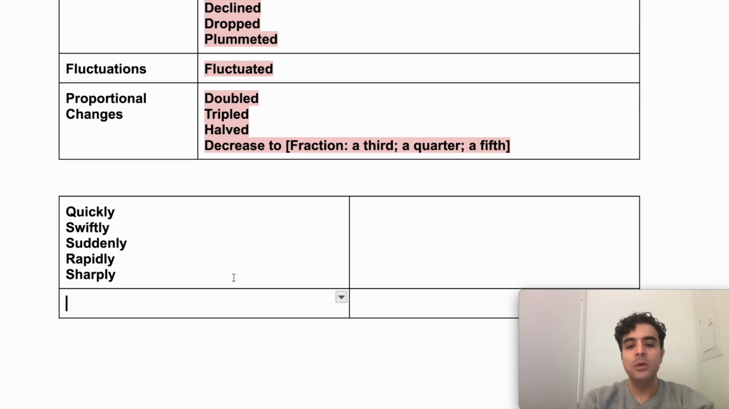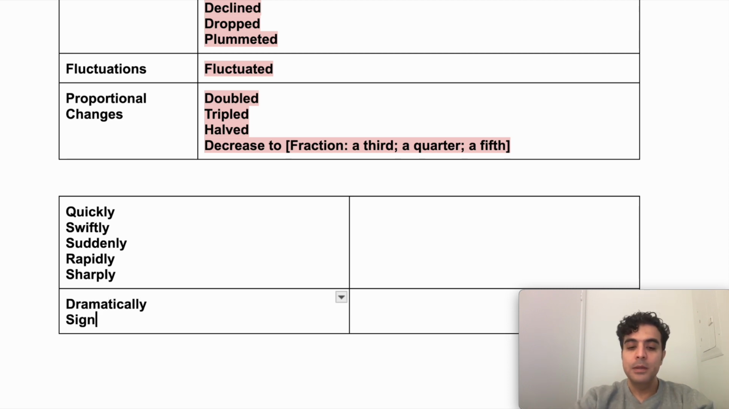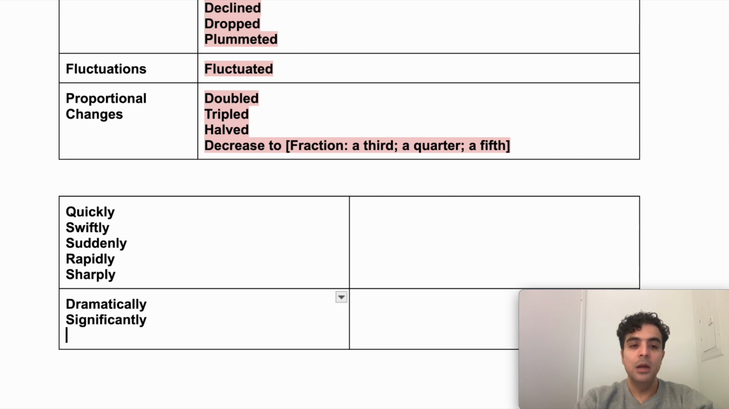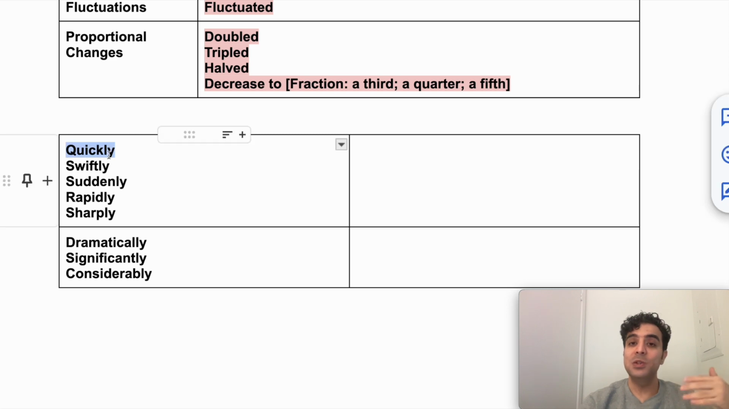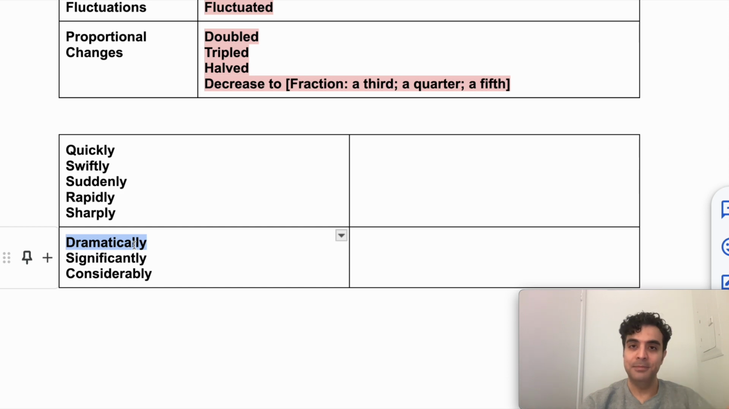How can we do that? What kind of adverbs can we use? Well, you could use adverbs like dramatically, significantly, or considerably. Right? So I hope you now understand the difference between saying something increased quickly versus saying something increased dramatically. All right? In both cases, we have an increase. In one, we're emphasizing the speed and how quickly the increase took place. And in another one, we're emphasizing how great a change has occurred over time.